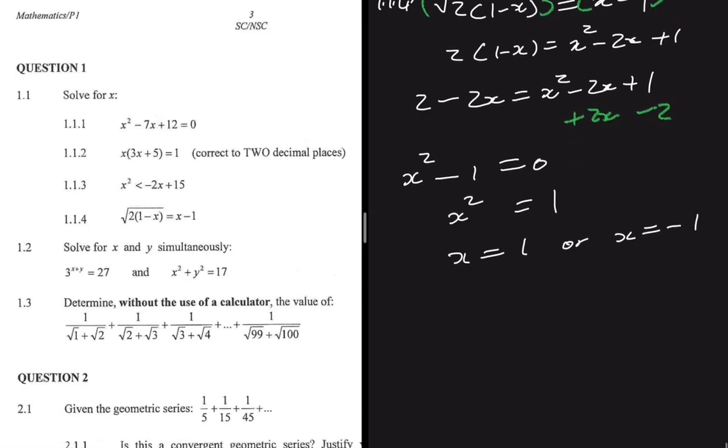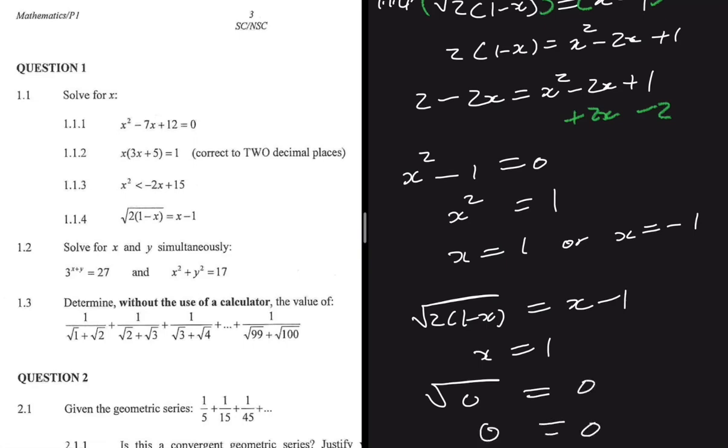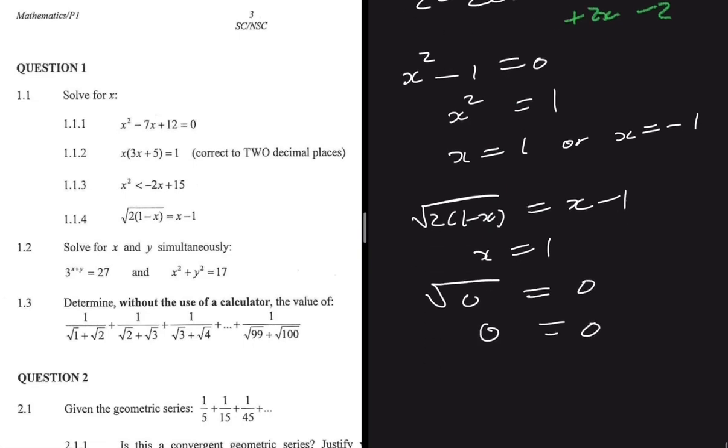We have the square root of 2 times 1 minus x equals x minus 1. So when x equals 1, what are we going to get? We're going to get the square root of 1 minus 1. So we just get 0, right? Being equal to 0 essentially. So 0 equals 0. So when x equals 1, there's no issues arising.